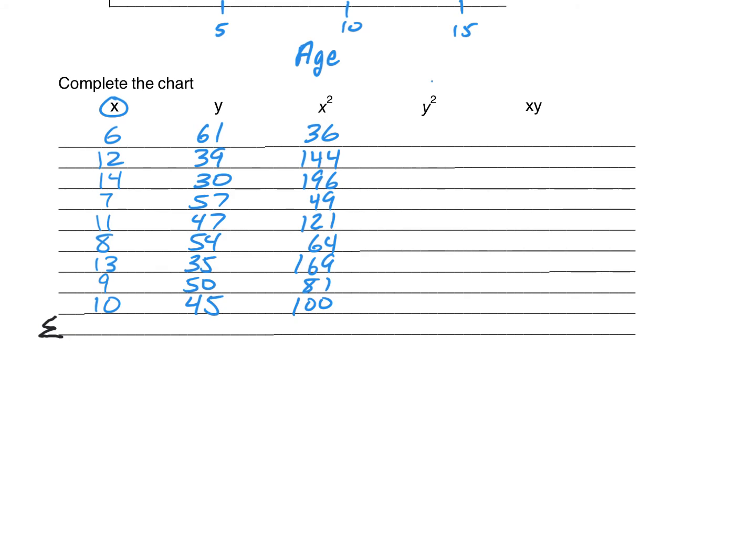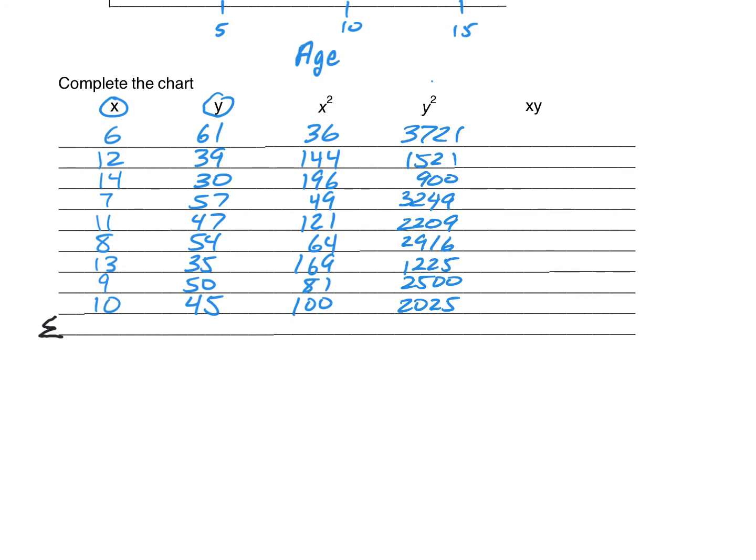So my y squared column, I'm going to square each of these values. 61 squared is 3721. And then 1521. 30 squared is 900. 3249. 2209. 2916. 1225. 2500 and 2025. Those are our y squares respectively.